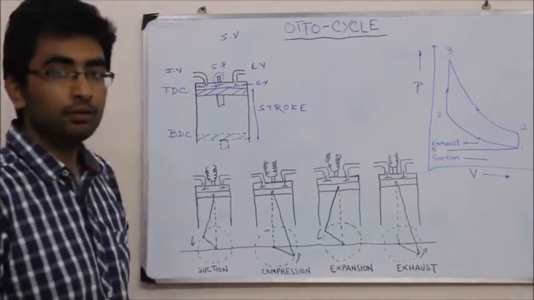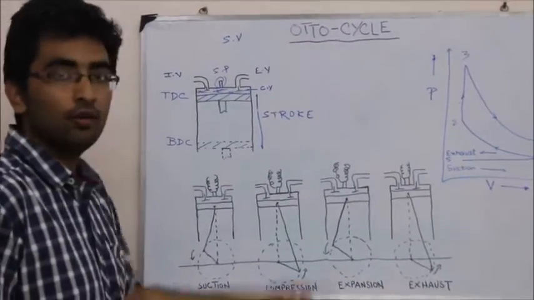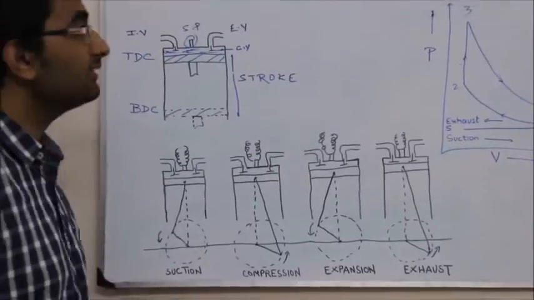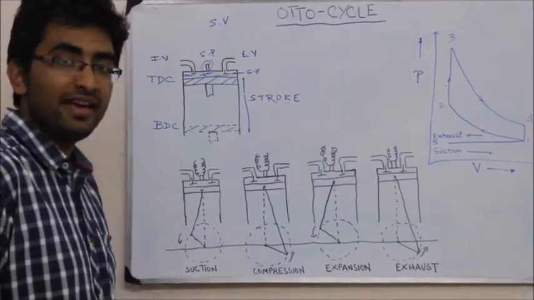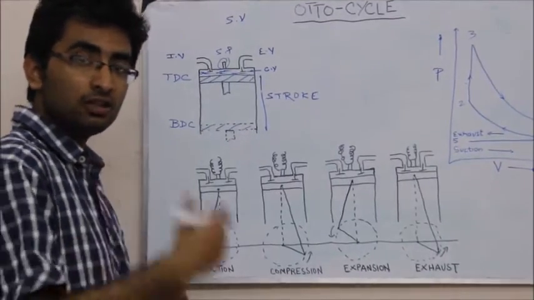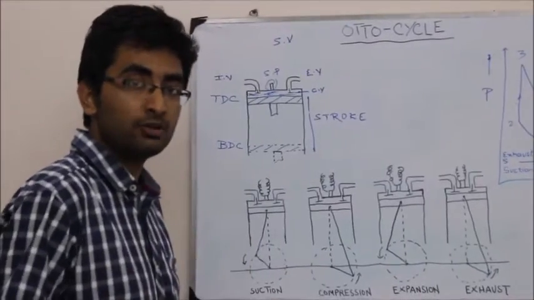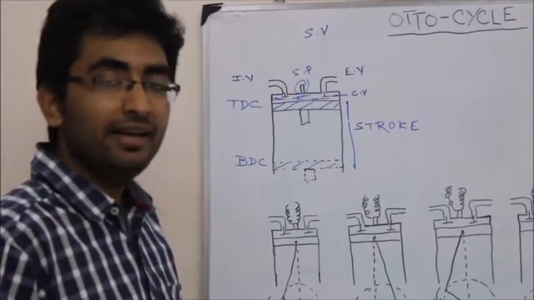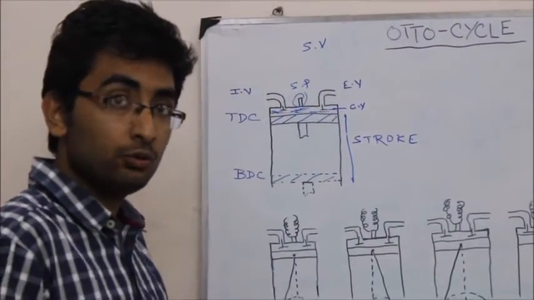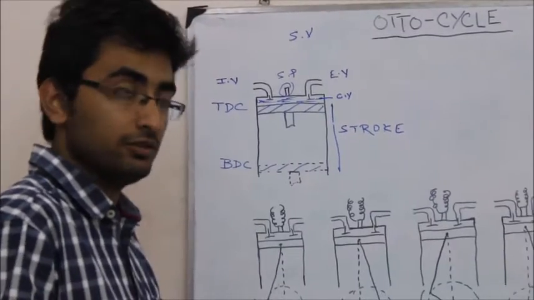Now I am explaining all the 4 strokes of the Otto cycle. That is a petrol engine. The petrol engine is also known as an SI engine because the ignition of the combustible mixture takes place through the spark. This is the spark plug. It ignites the mixture, so this is also known as spark ignition.